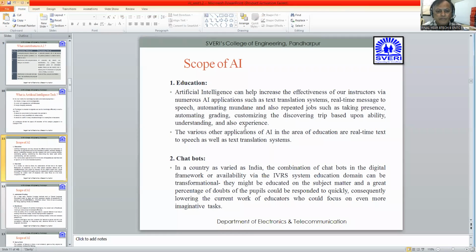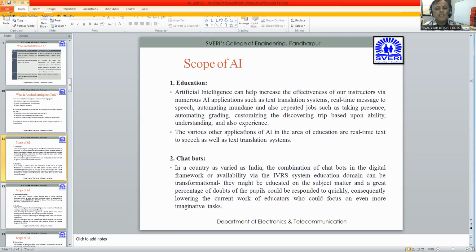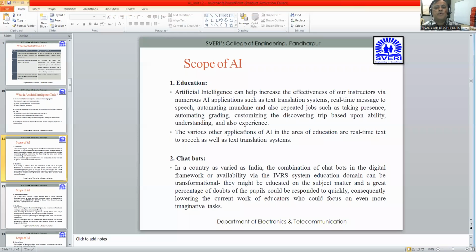Text translation systems can be used. Then automating mundane tasks can be done. Real-time text to speech can be done. And those tasks which are continuously repeating can be automated, graded, and customized. So obviously artificial intelligence is going to increase the ability, understanding, and also the experience.